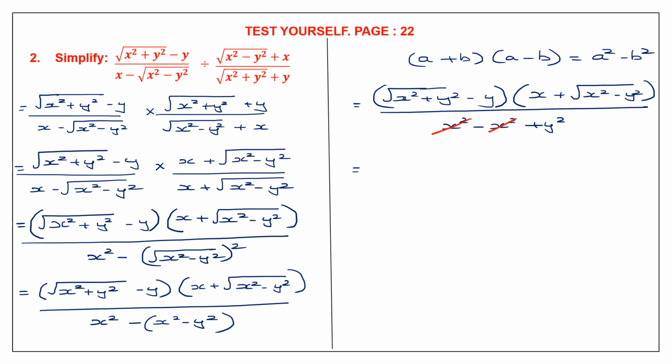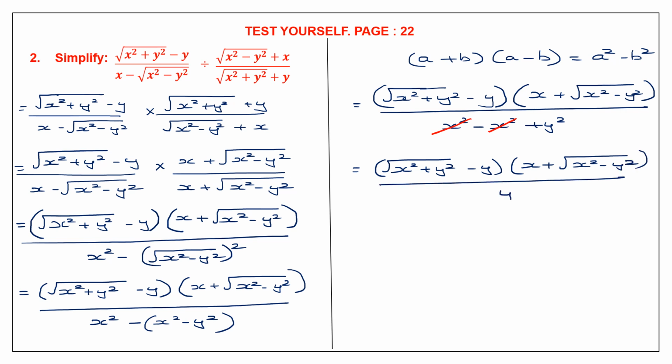So let's write that. Again in the numerator we write the same thing, that is the root of x square plus y square minus y into x plus the root of x square minus y square, and in the denominator we have y square. Now look at this expression, what we wrote right at the beginning. Now what have we worked out and got this answer? We worked out only the first fraction and we got this answer. Now what we're going to do is substitute this answer here in the place of this and continue working with the second fraction that's here.